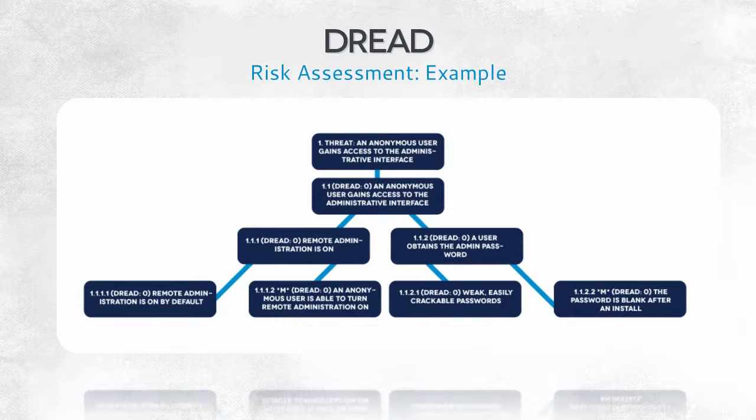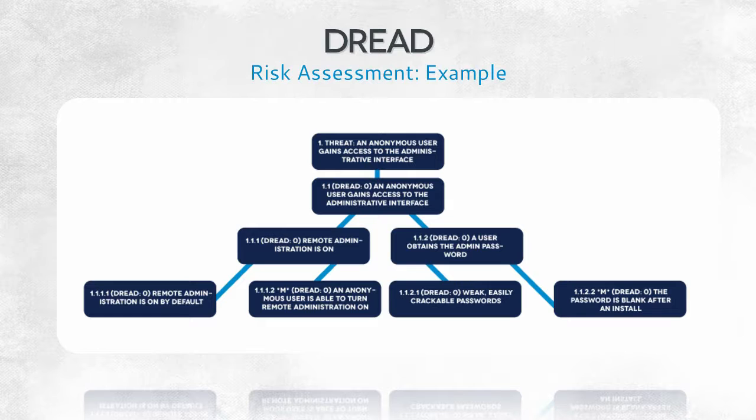The diagram you see above shows a more formal approach to the DREAD modeling, used in application design. Potential attack paths are presented on a threat tree. Thanks to this, we can follow the attack from the beginning to the end and review its consequences. The example shows that gaining anonymous access to the administrator interface is possible through enabling remote administration or obtaining the administrator's password.